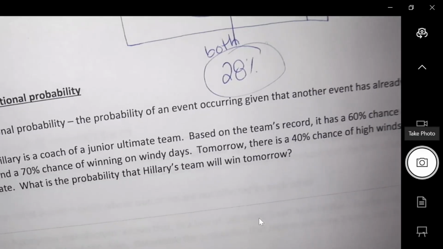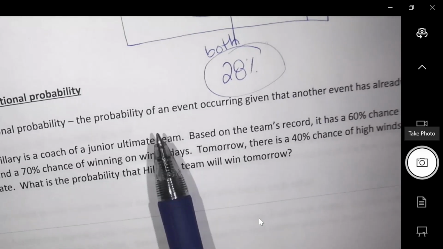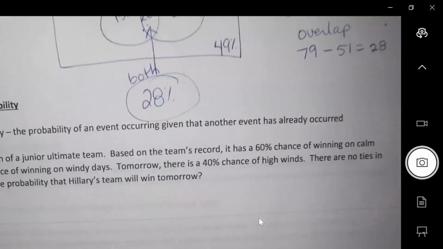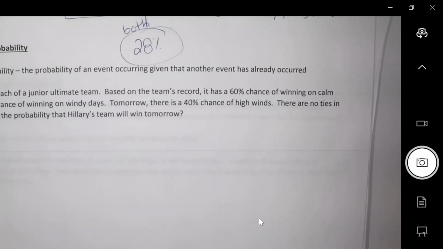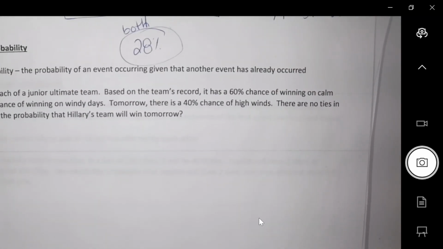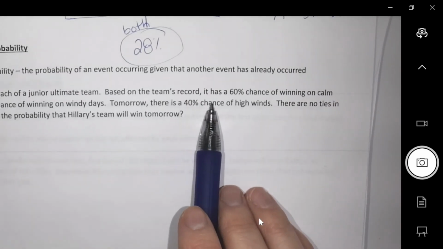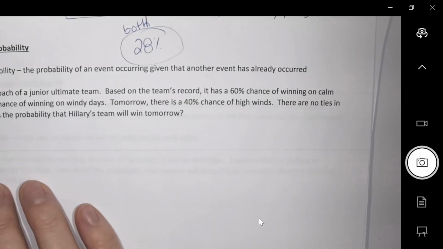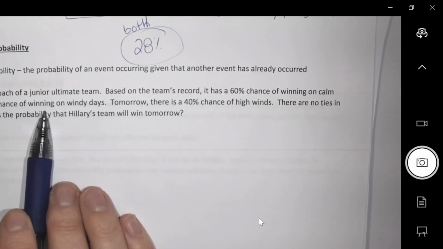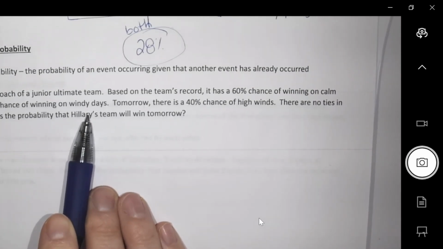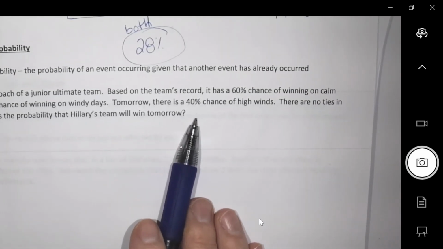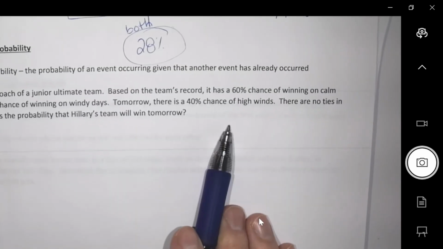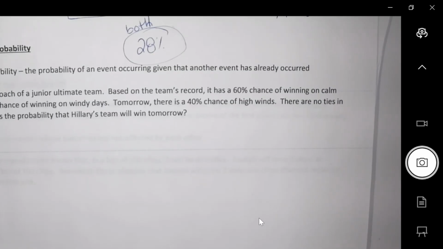Okay, conditional probability. It's defined as the probability of an event occurring given that another event has already occurred. Number one, Hillary's a coach of a junior ultimate team. Based on the team's record, it has a 60% chance of winning on a calm day and a 70% chance of winning on a windy day. Tomorrow, there is a 40% chance of high winds, and there are no ties. What's the probability that they would win?